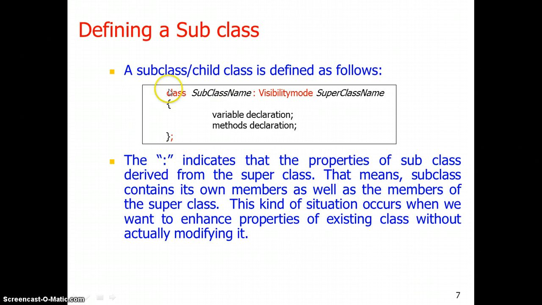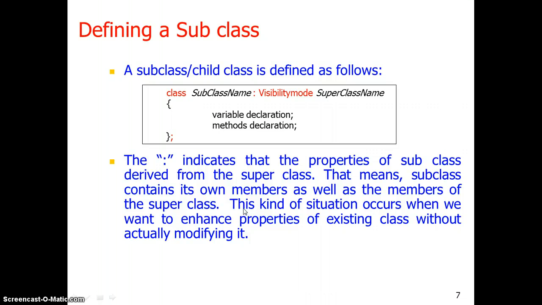So let's see the format of inheritance. The subclass, that is the derived class, has the format: class is a keyword and subclass name is a name given by us, and the colon is here and the visibility mode is here. The visibility mode indicates the properties of a subclass derived from the superclass. That means the subclass contains its own members as well as the members of the superclass.